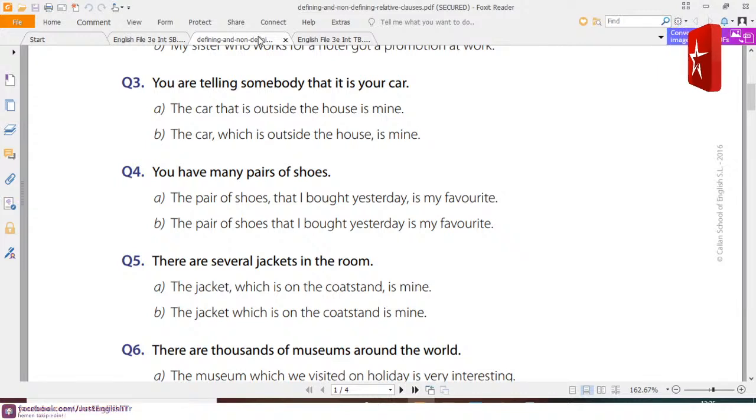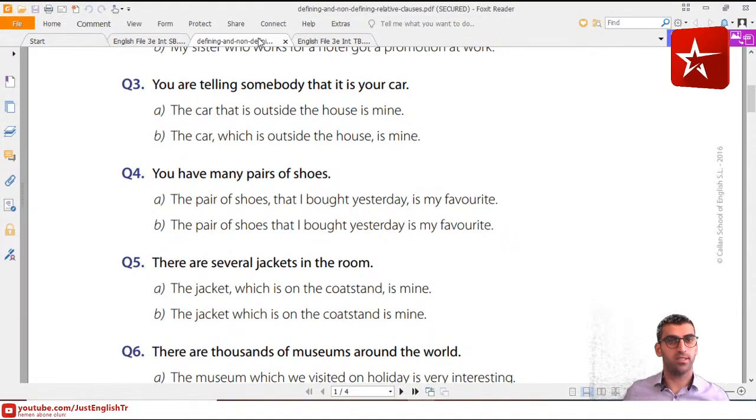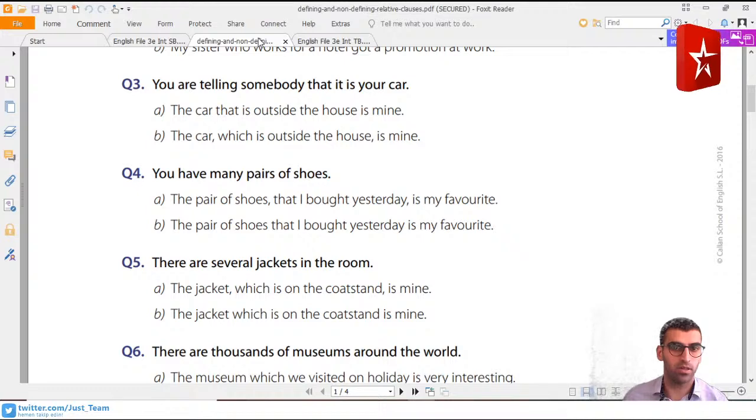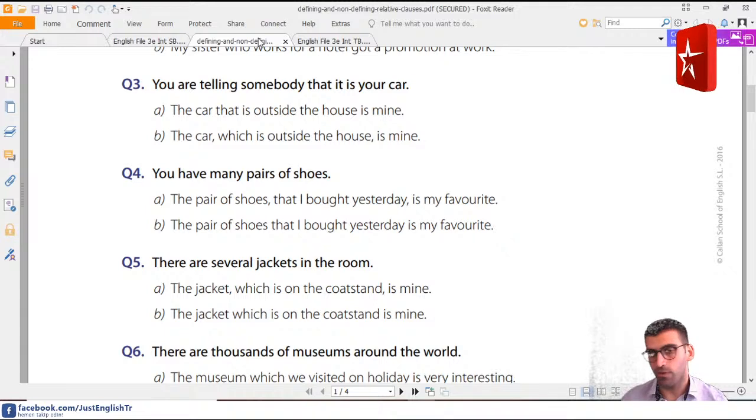And question number 5, there are several jackets in the room. A or B? The jacket which is on the coat stand is mine, or the jacket, which is on the coat stand, is mine. So number 5, you have several. Several means some, more than one. Question number 5.